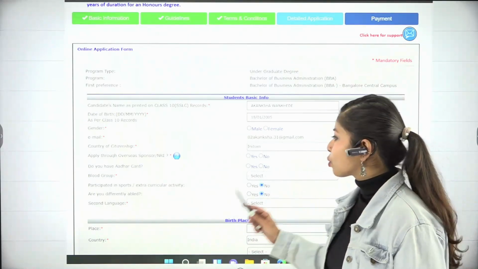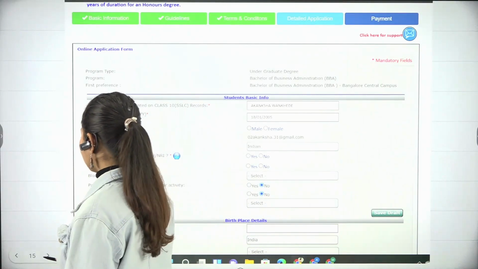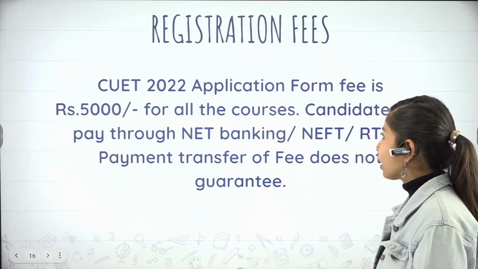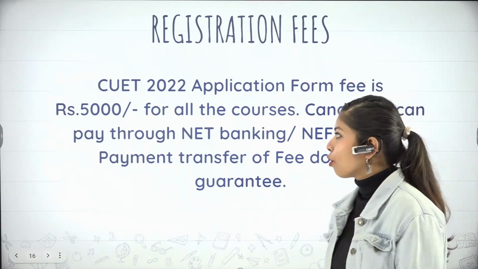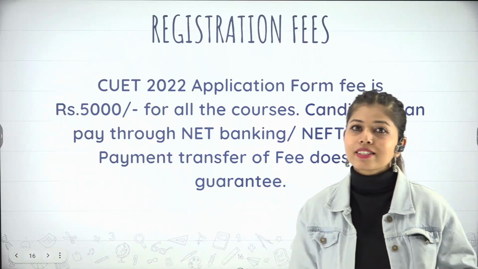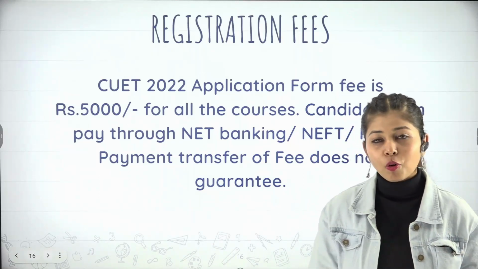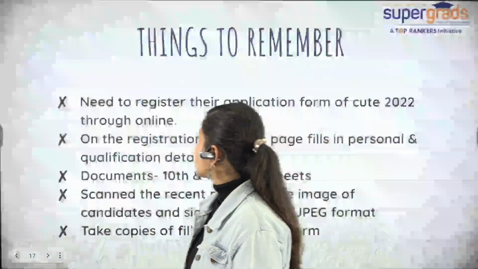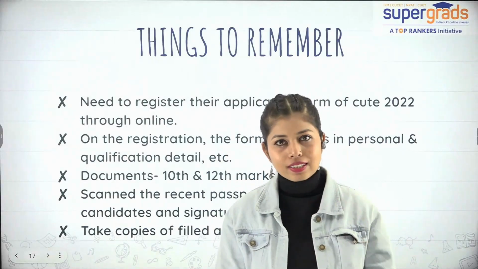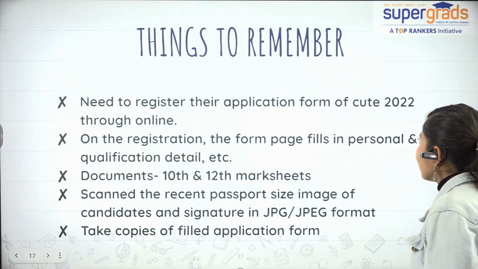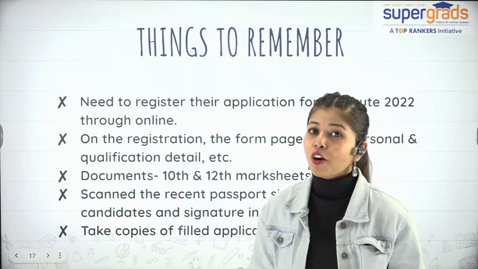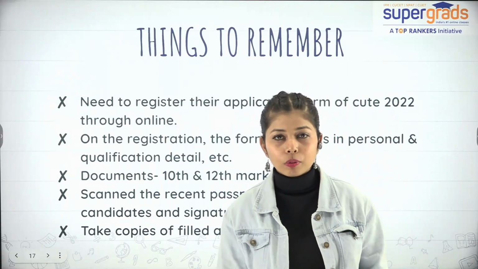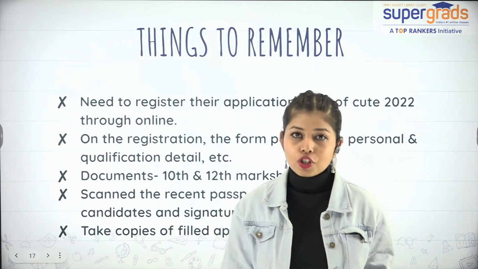And the last step, students, will be the payment of the fees. The registration fee for Christ University is a one-time fee of 5,000 rupees for all the courses, either BBA or BCom, either a management course or a commerce course. This was the fee, and these are some few things you have to keep in mind. Again, there should be no error. You have to make sure that everything is correct, and you have to upload the documents: the 10th and 12th mark sheets and documents have to be with you, original and scanned both.